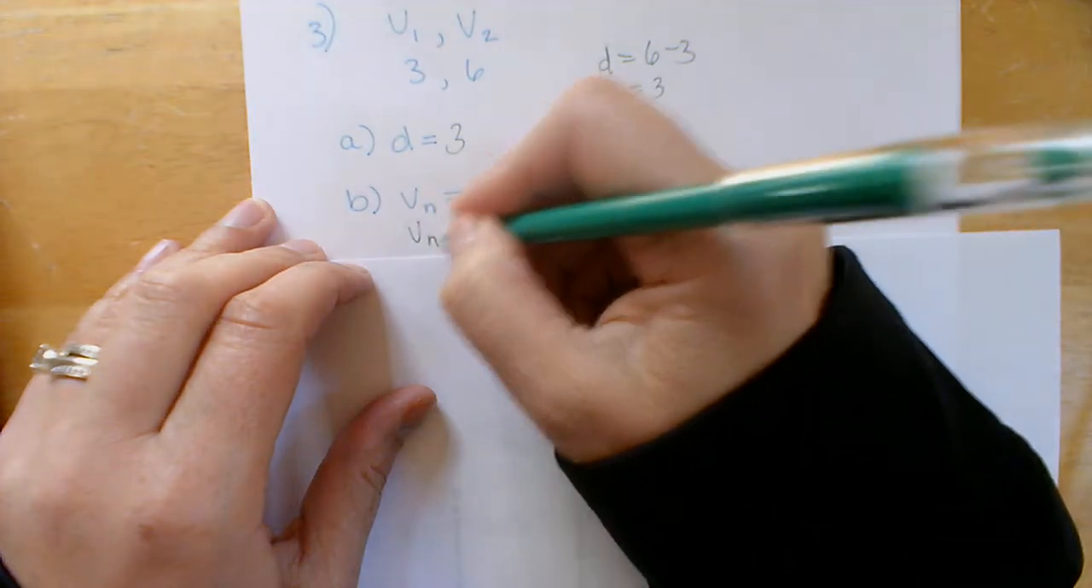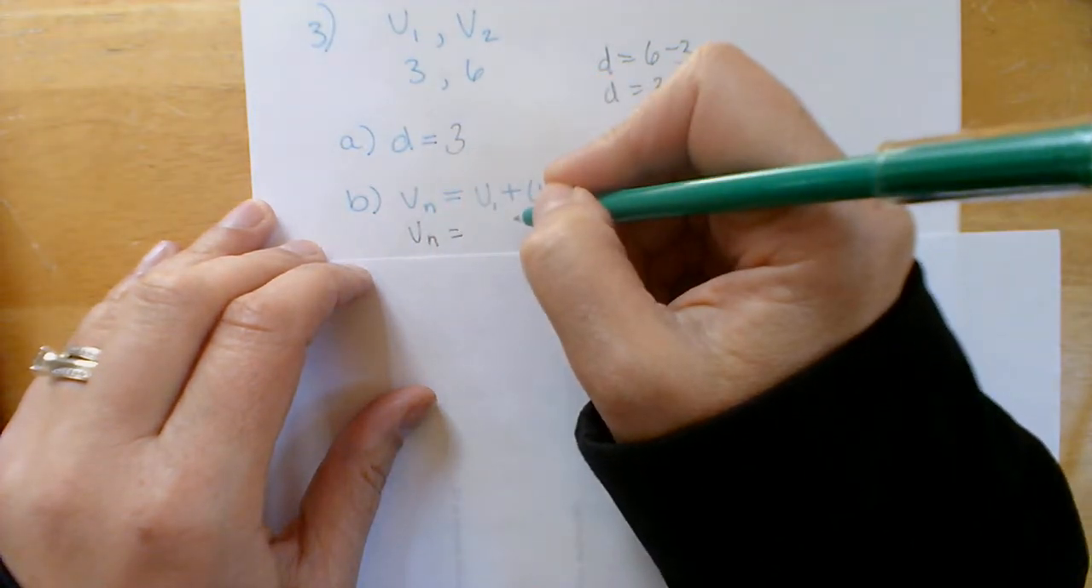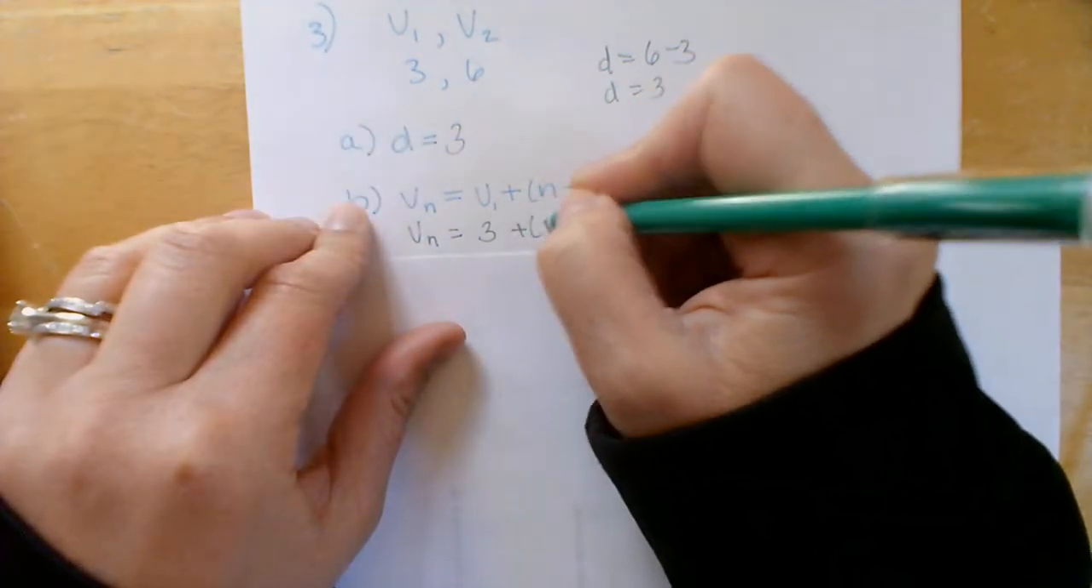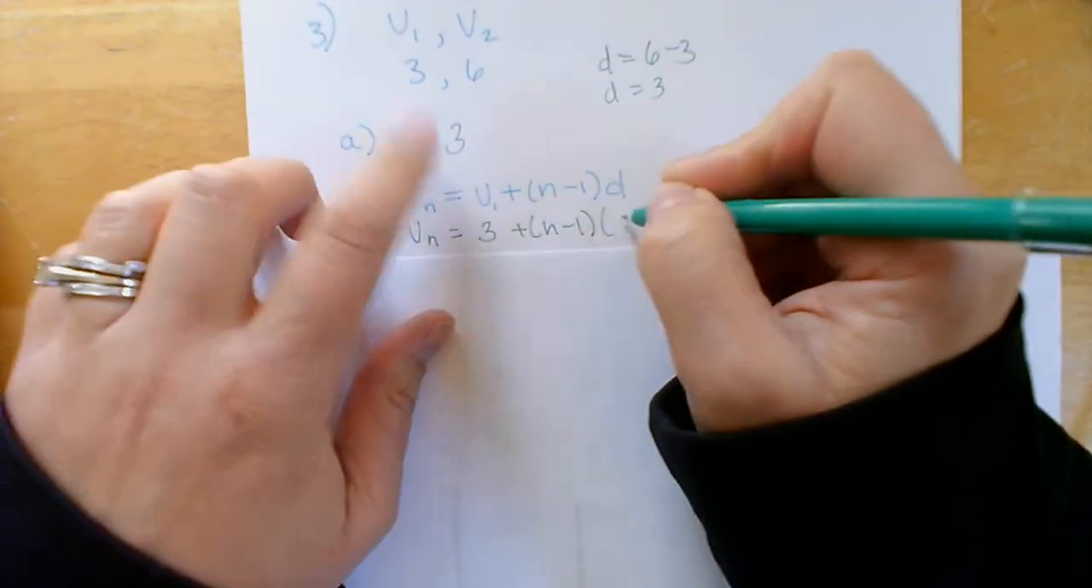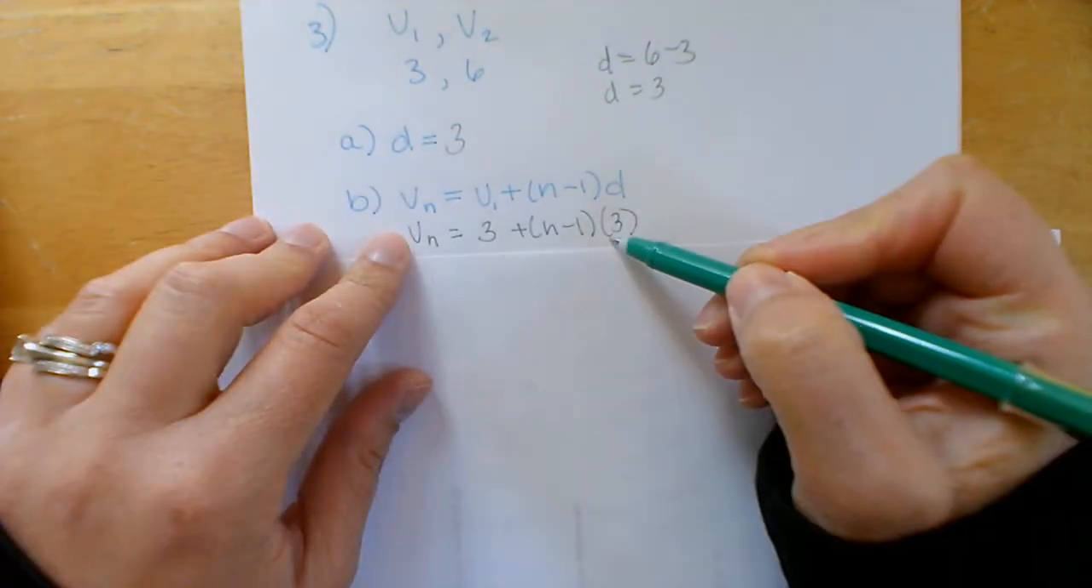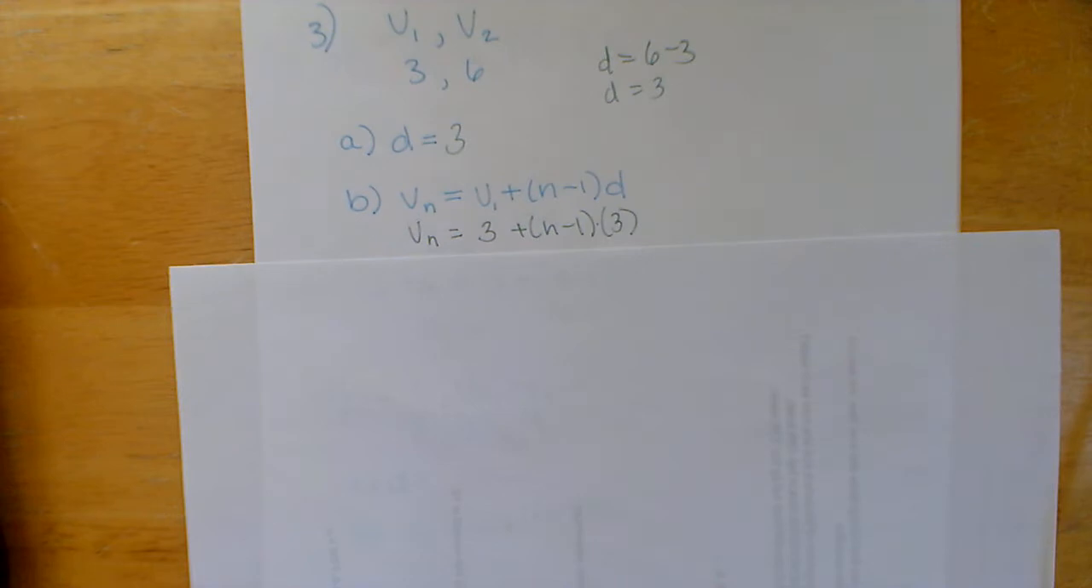So instead of substituting anything into n yet, because we're not finding an nth term, we just substitute u sub 1, which is 3, and the common difference, which is 3. And there's your general rule. And I like putting parentheses because it does signify that multiplication part, and I use parentheses just in case it's a negative.